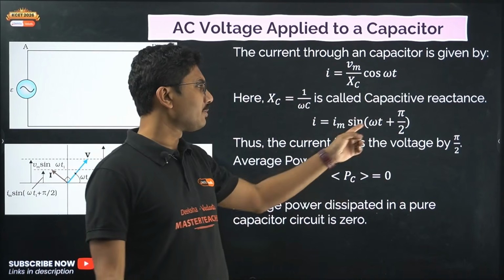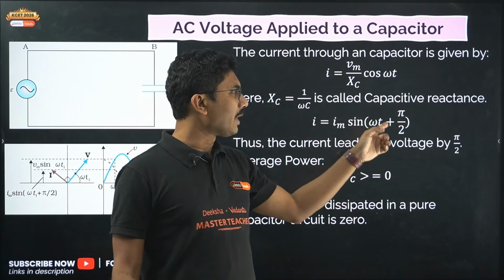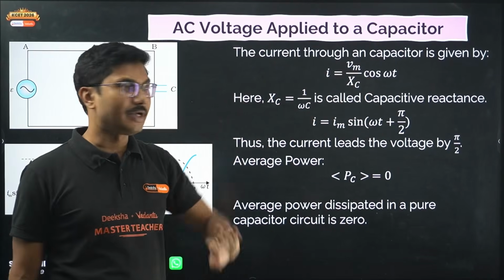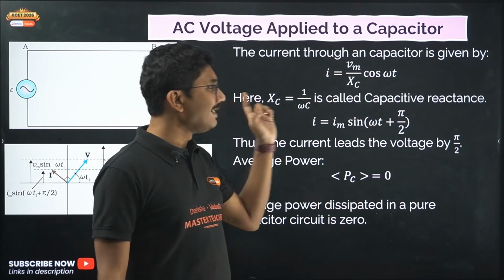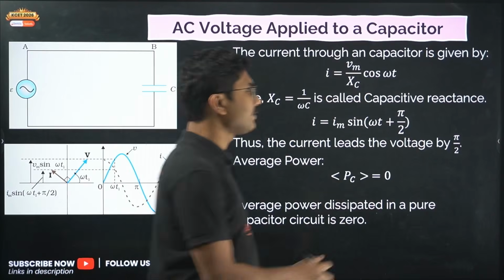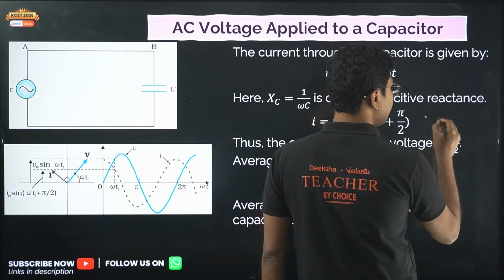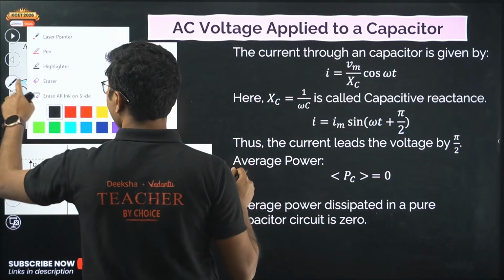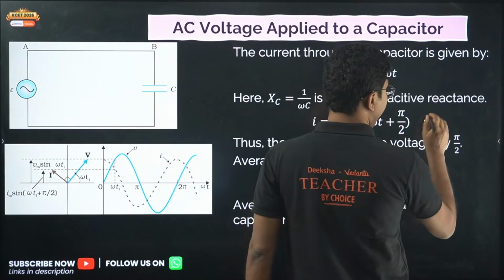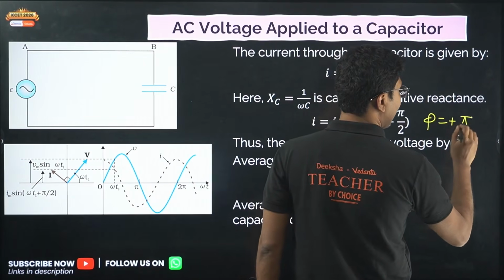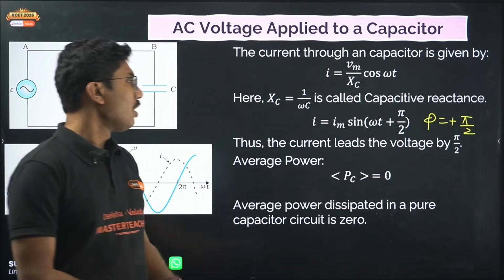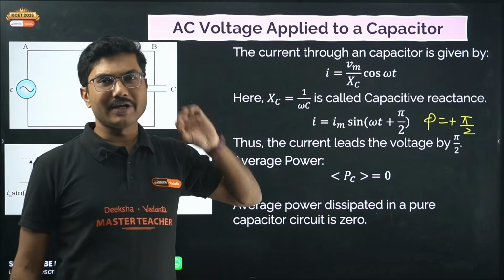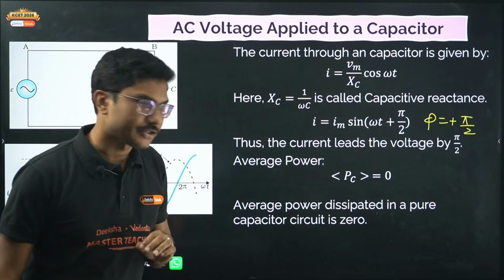All Sin Tan Cos, so it is positive. So you get I equals Im sin(omega t plus pi by 2). Here Im is Vm by Xc. Thus current leads the voltage by pi by 2. So in this case the phase is plus pi by 2, 90 degrees. Pi by 2 means 90 degrees. So current leads the voltage by pi by 2. All of these points are very, very important for MCQ questions.